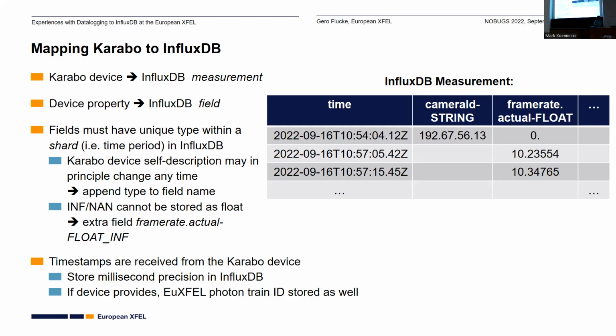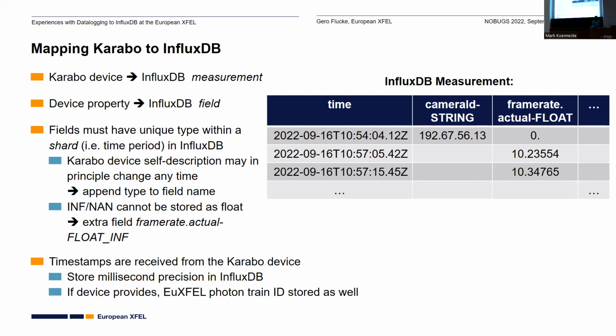Similarly, you might want to also log whether some floating point property is not a number or infinity, because that may be the cause of further trouble elsewhere. And floating point values in InfluxDB don't like not a number, so we have another field here where the field extension is then float in instead of the simple float there.